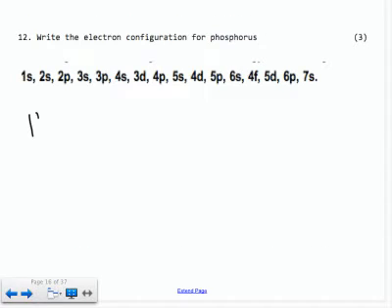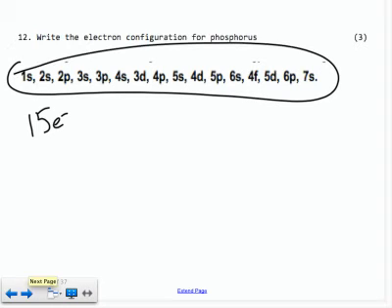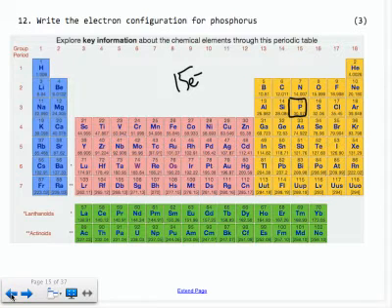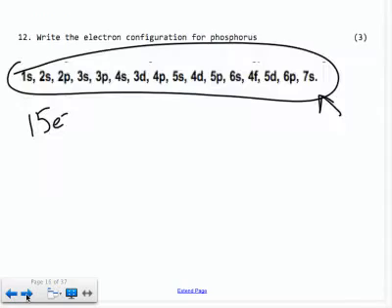Alright, so we need 15 electrons, and we need to use this Aufbau sequence that tells us what order the orbitals fill up in. This sequence of energy levels and sublevels will not be given to you on the test. Make sure you have it on your note card. You will be given a periodic table, similar to this one, but you will not be given this sequence, so make sure you either memorize it or have it written down.